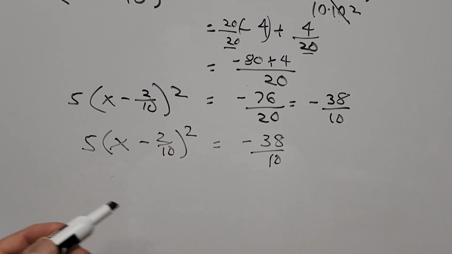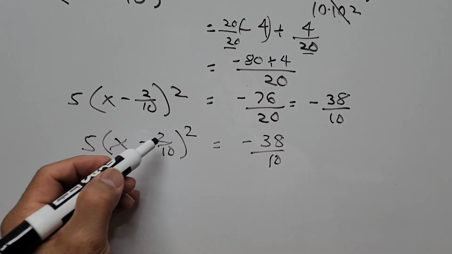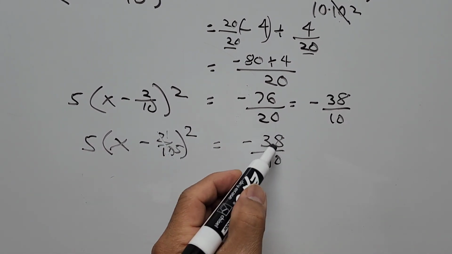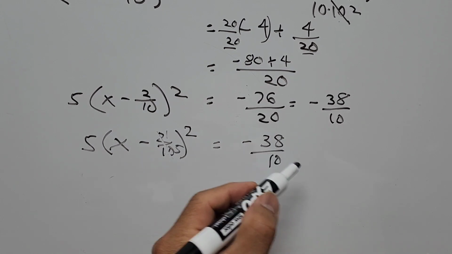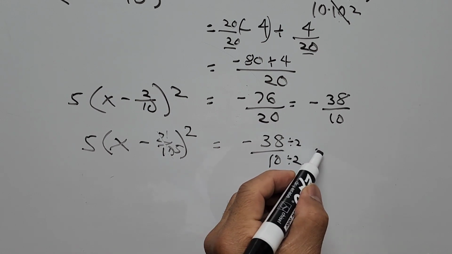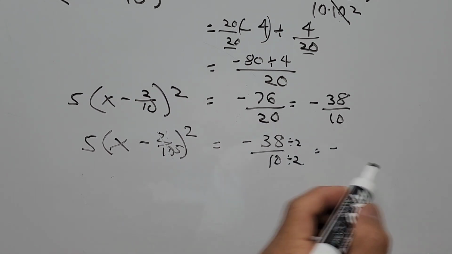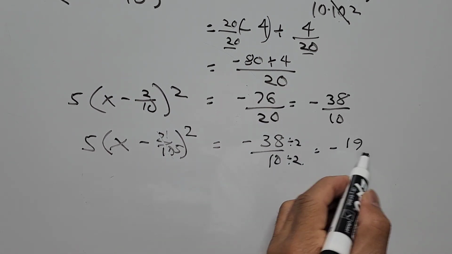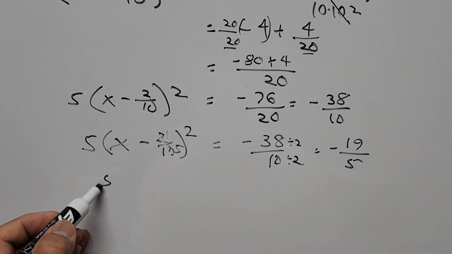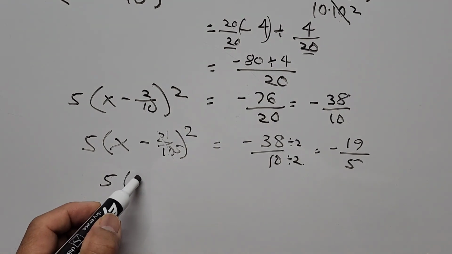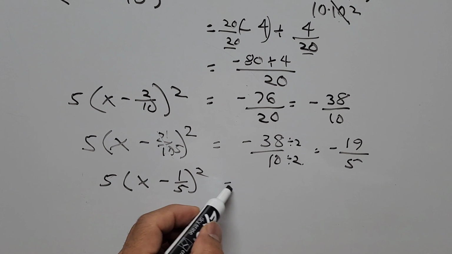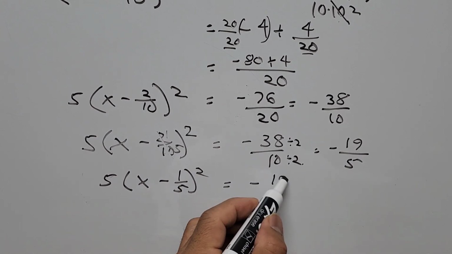Simplify the equation further. We have here 2 over 10, that is 1/5. And here 38 over 10, dividing the numerator and the denominator by 2, negative 38 divided by 2 is 19, 10 divided by 2 is 5. So we have 5 times the quantity x minus 1 over 5 squared equals negative 19 over 5.